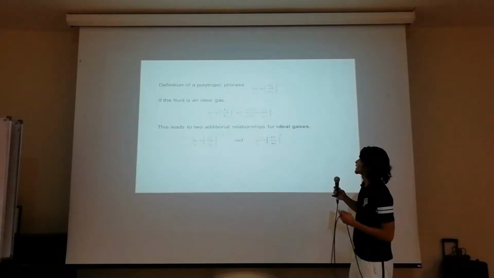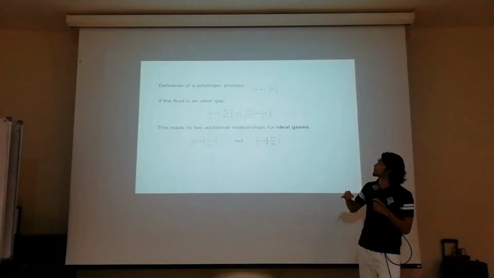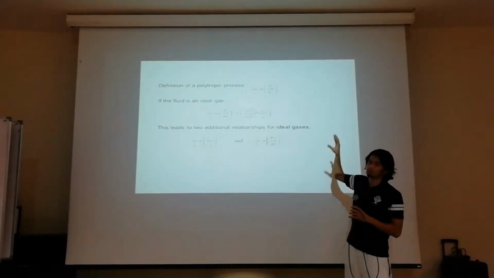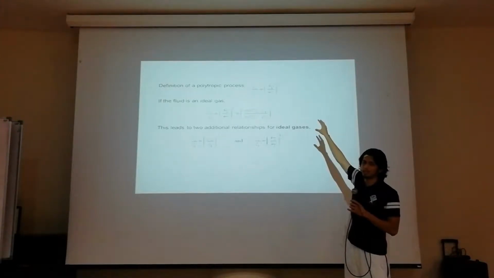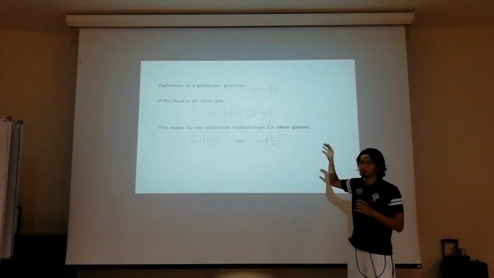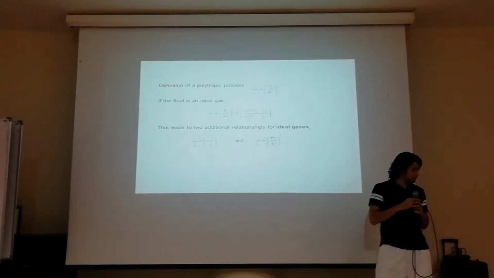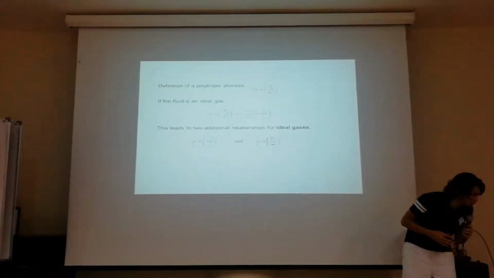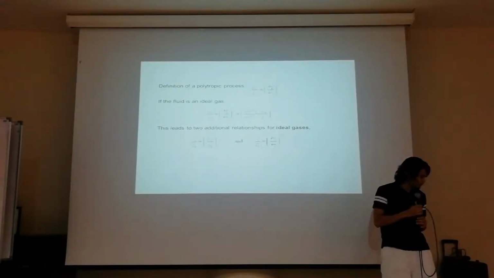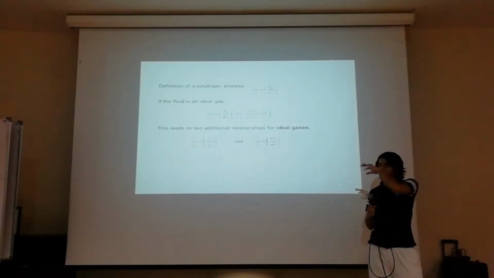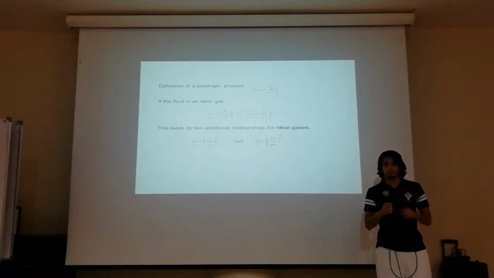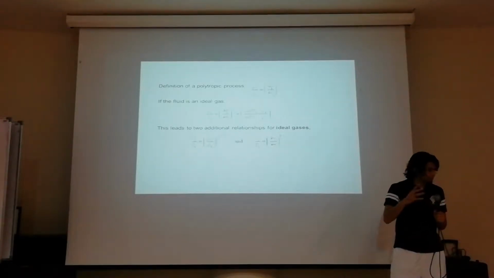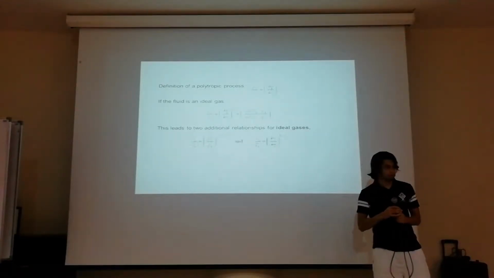So the definition of the polytropic process, for the first one, includes P2 and P1, and is equal to V1 over V2 to the power of N. N is the polytropic index. Right. So for the fluid as an ideal gas, P2 over P1 is equal to V1 over V2 to the power of the polytropic index, and is equal to MRT1 P1 over MRT2 P2. Right.